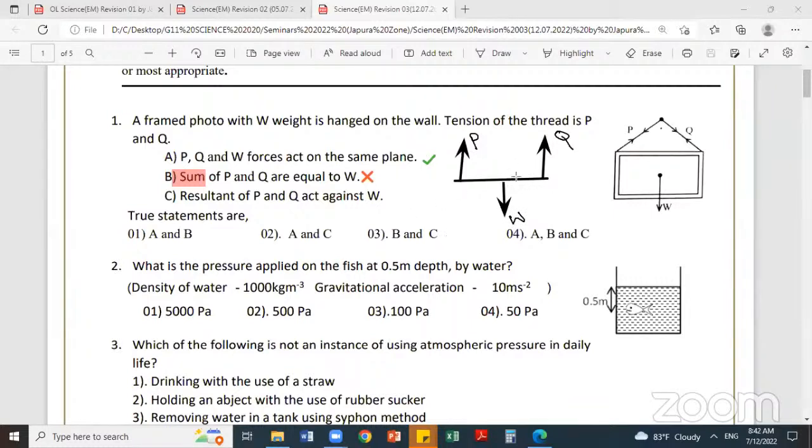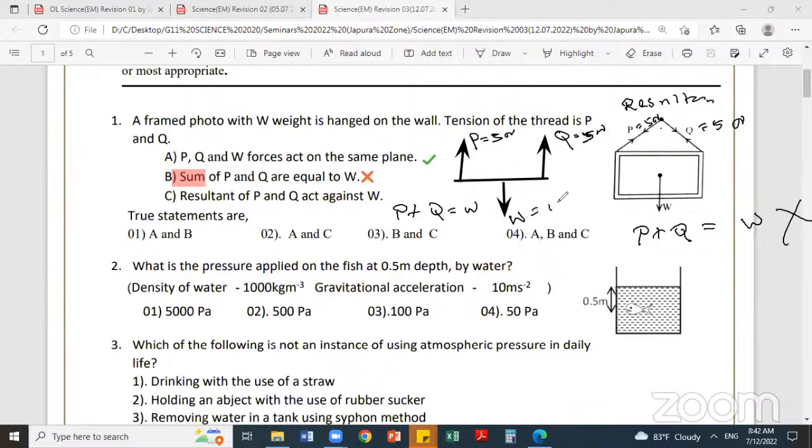So why is B wrong? Because of the word sum. The correct wording here should be the resultant of P and Q. That means if P is 5 Newton and Q is also 5 Newton, you can't say P plus Q equals W. That is wrong. But when they are parallel, you can say P plus Q equals W. That means if P equals 5 Newton and Q is also 5 Newton, then the resultant will be 10 Newton, and that is W. So the resultant is equal to W.